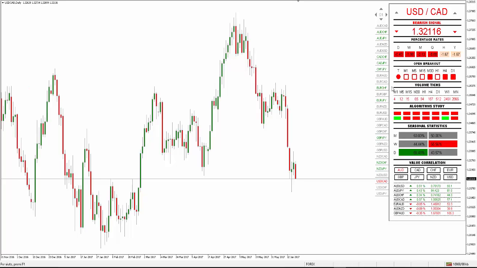Right below the open breakout, there's the volume ticks counter, a precious instrument which essentially and very practically tells us for every time frame about the whiteness of the candlesticks that are being formed.